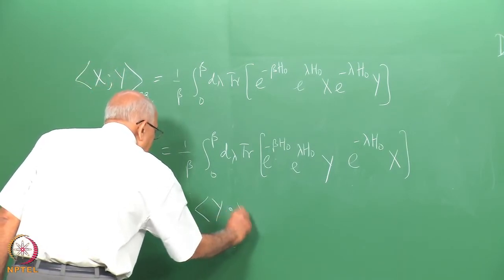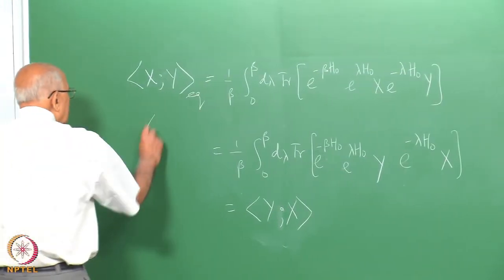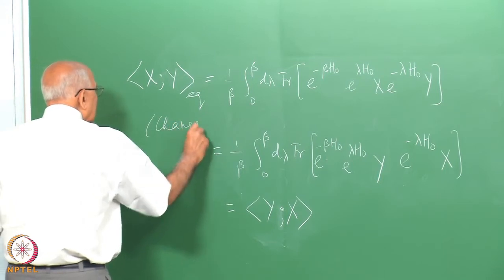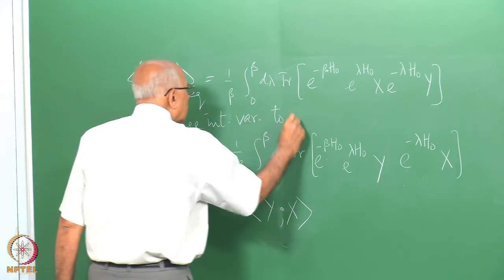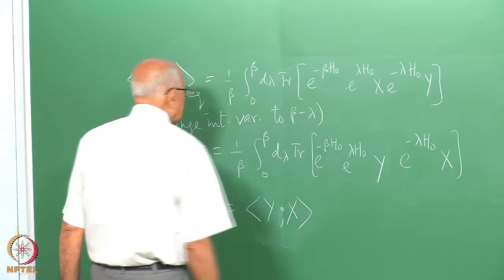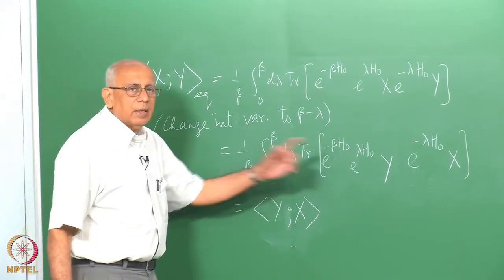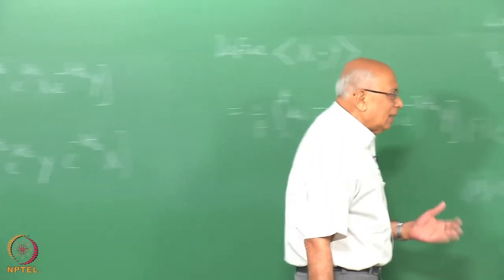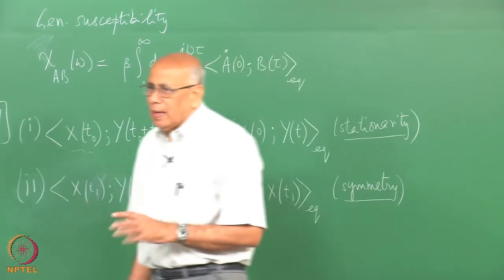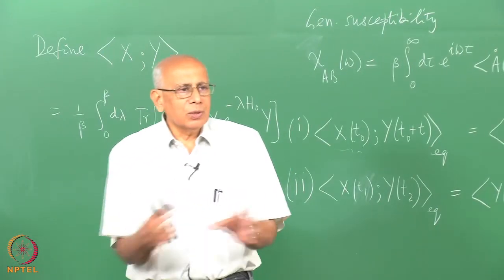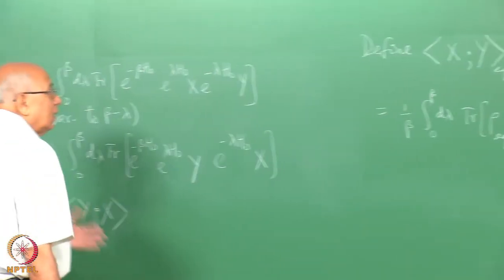This is Y semicolon X. So there's a change of variable here. Change integration variable to beta minus lambda. And that gives you the symmetry property. So you can see the great advantage of defining this semicolon bracket, because it's almost behaving classically. You can put these two fellows in either order, you don't care. It is stationary, it's symmetric.